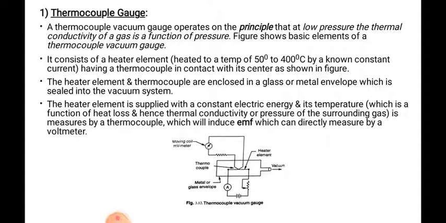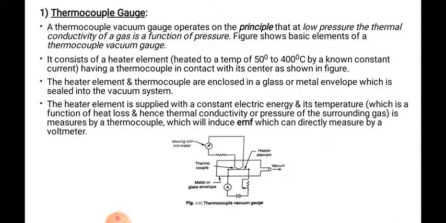The thermocouple vacuum gauge operates on the principle that the low pressure thermal conductivity of a gas is a function of pressure. That we have already studied on the previous slide. The figure shows the basic element of the thermocouple vacuum gauge. Why is it known as a vacuum gauge? Because that hot wire is placed inside the vacuum container. It consists of a heater element that is heated to a temperature of 50 degrees Celsius to 400 degrees Celsius by a known constant current.